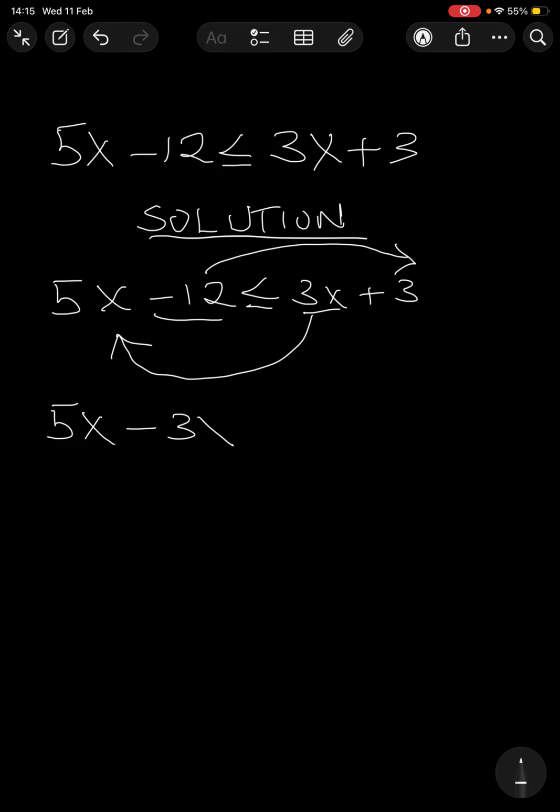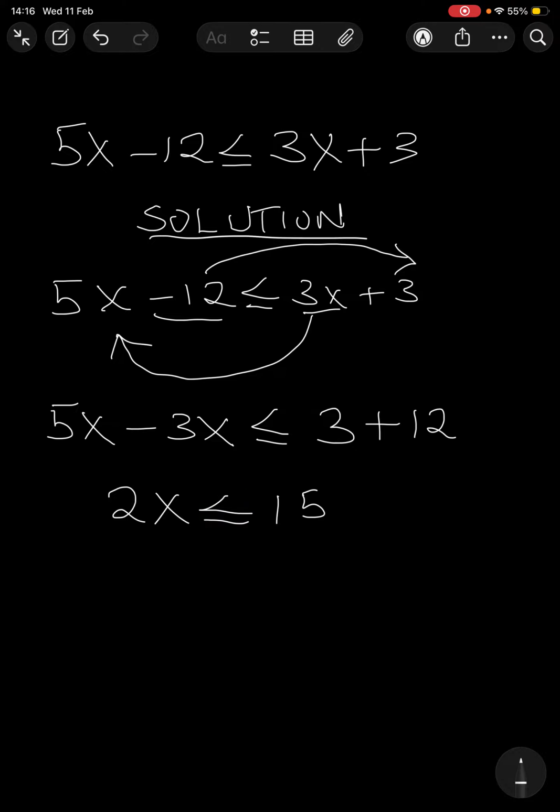minus 3x less than or equal to, we have 3. When we take negative 12 to the other side, it becomes positive 12. Then simplify. 5x minus 3x is 2x, less than or equal to 3 plus 12 is 15.